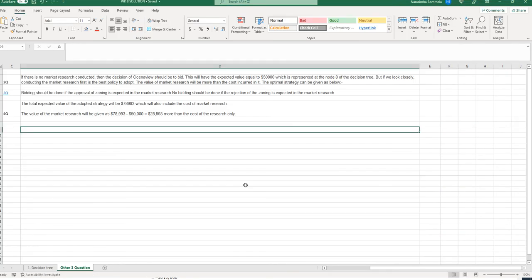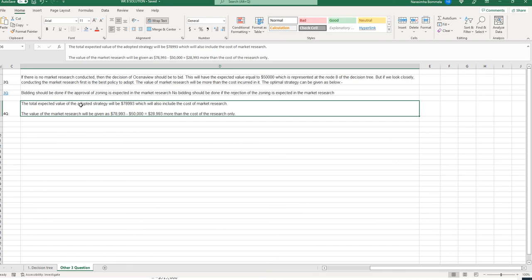Based on that, it is noticed that when the market research strategy is applied, $78,993 is created for the organization, and when market research is not conducted, it is 50,000, that is the benefit created. So it is the best option to go for market research. This is a simple analysis. Market research is the best option. Try to rewrite these answers in your own sentences after understanding the case.